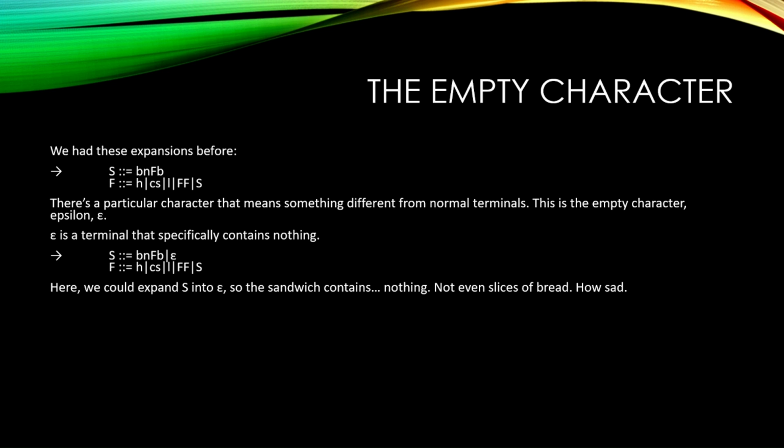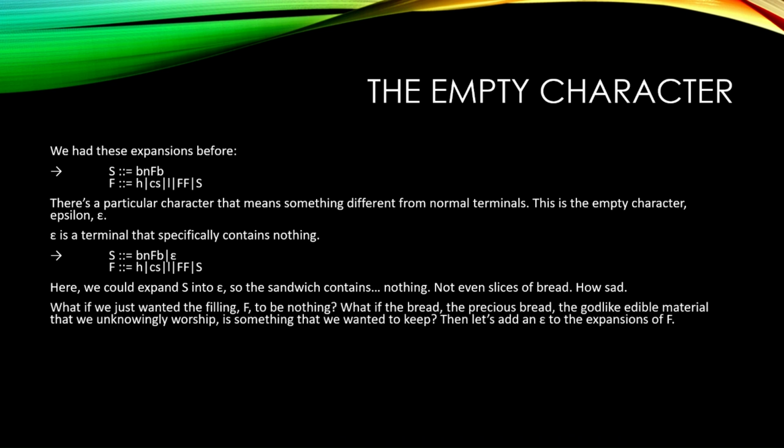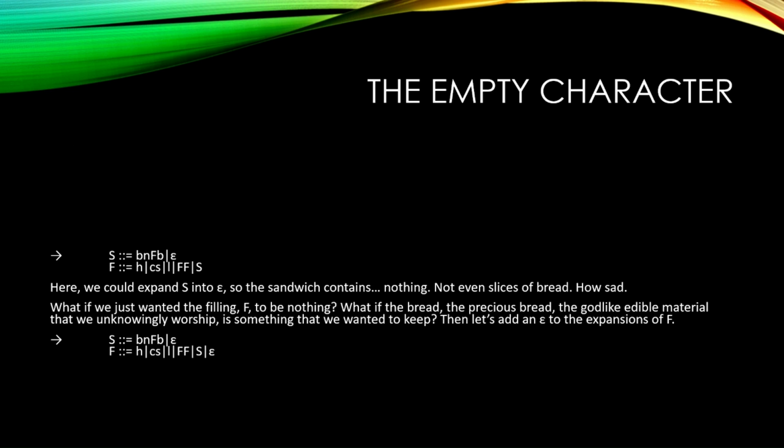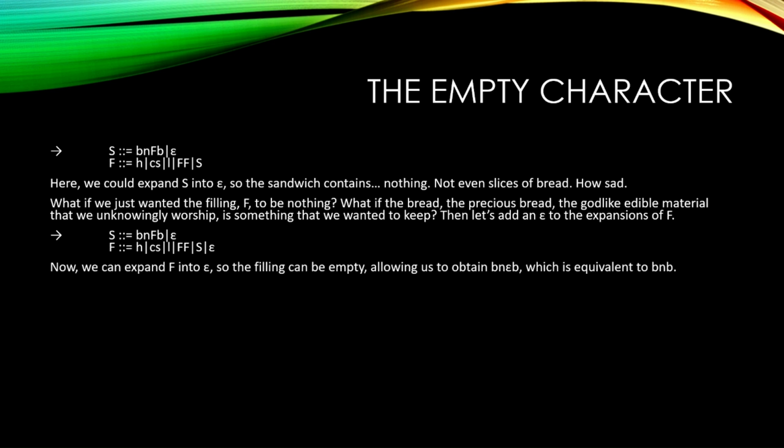bread. How very sad. What if we just wanted the filling, F, to be nothing? What if the bread, the precious bread, the godlike, edible material that we unknowingly worship, is something that we wanted to keep? Then let's add an epsilon to the expansions of F. For example, here F has 6 expansions, one of which is epsilon. So now we can expand F into epsilon. So this allows us to obtain BN epsilon B, which is equivalent to BNB because epsilon is just empty.